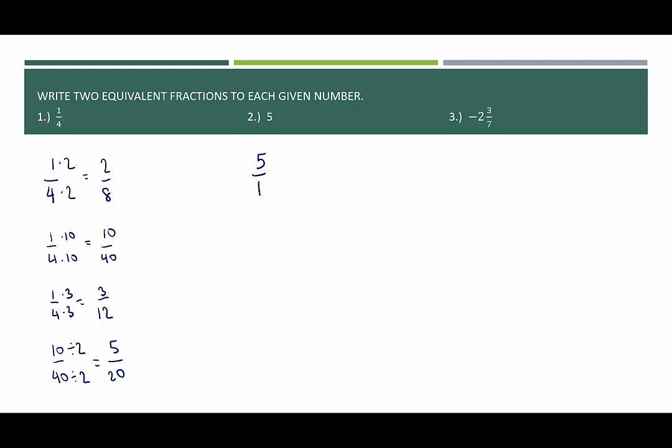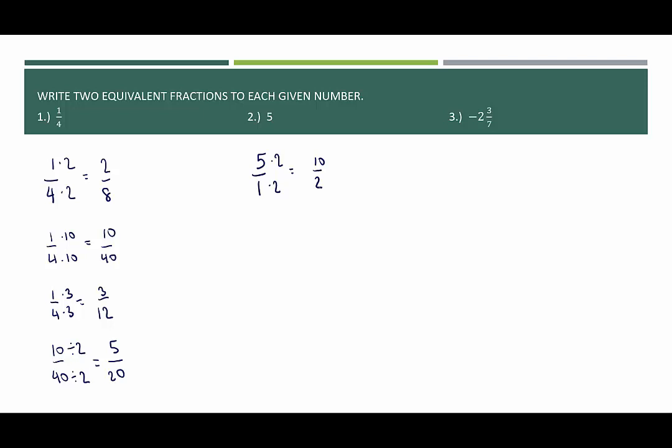What else could we do? Oh, we could multiply by, and I'm going to use this fraction now, I'm going to use the 5 over 1. I'm going to multiply by 2 over 2. And then I get 10 over 2. So 10 over 2 is equivalent to 5. Of course, 10 divided by 2 is 5. What else when we divide is equal to 5? That's another way of thinking about this.